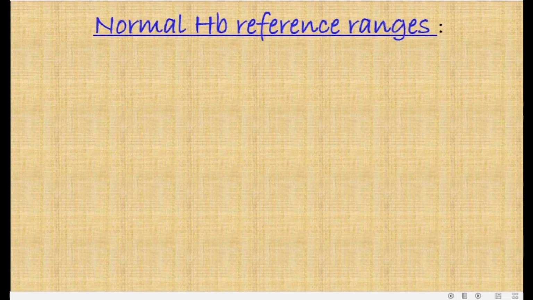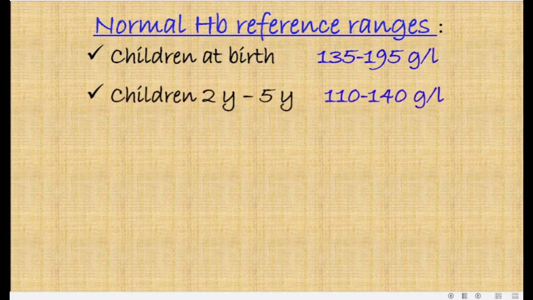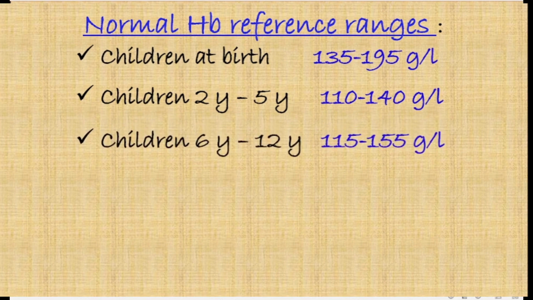The normal hemoglobin reference ranges among children: at birth, the reference range is about 13.5 to 19.5 grams per dL. Children aged between 2 to 5 years, the HB range is about 11 to 14 grams per dL. Children 6 to 12 years, HB is about 11.5 to 15.5 grams per dL.